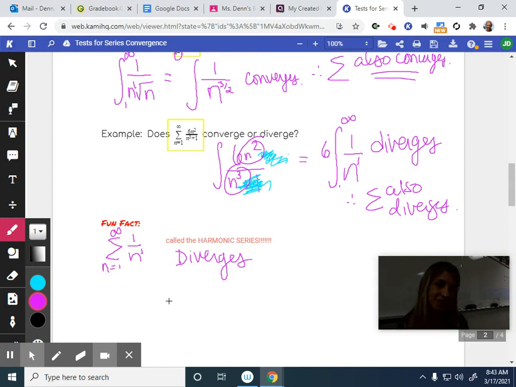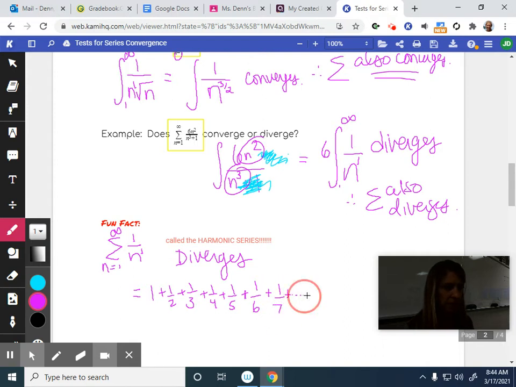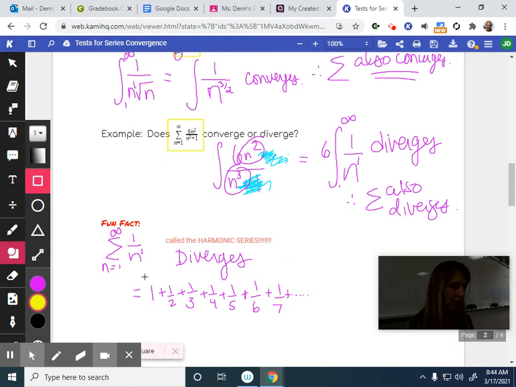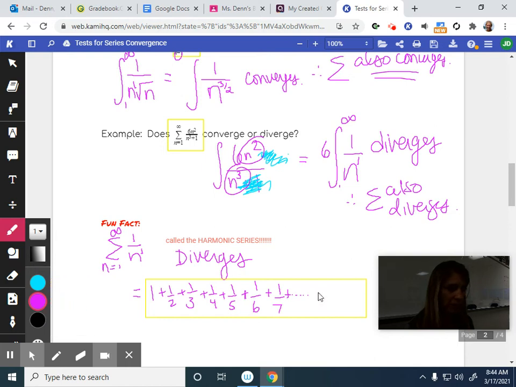But not only does it diverge, here's the fun fact. I have it written down. It grows so slowly. So think about this as a sum. I'm plugging in n equals 1, 2, 3, 4, whatever. So I have 1 plus 1/2 plus 1/3 plus 1/4 plus 1/5. And even though these fractions are getting smaller and smaller as I add on each subsequent number, when I add up this whole series, I get infinity. That's the whole deal. That when I add up all these numbers, I'm going to get infinity. This is too big to quantify. That's why we say it diverges.